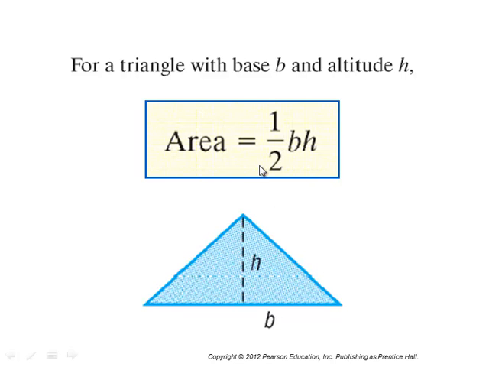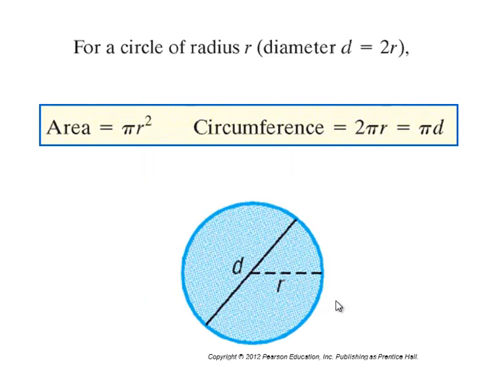This should make sense because this triangle is half a rectangle, and if this were a rectangle, the area would be base times height. But you take half of it for the triangle. All right, moving along here.